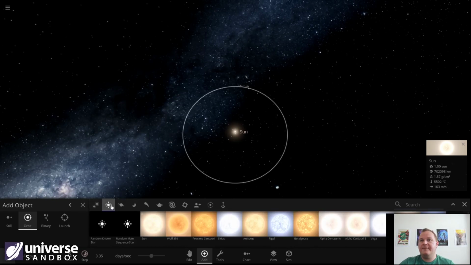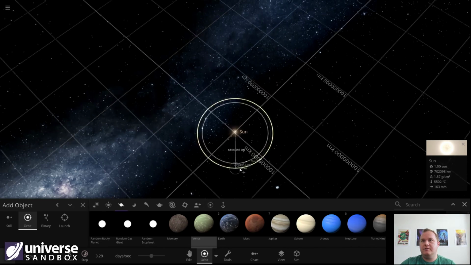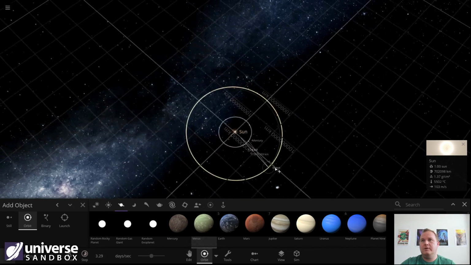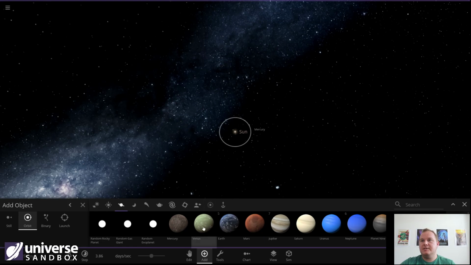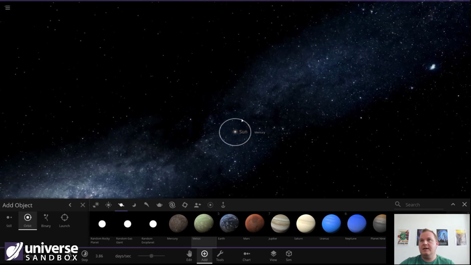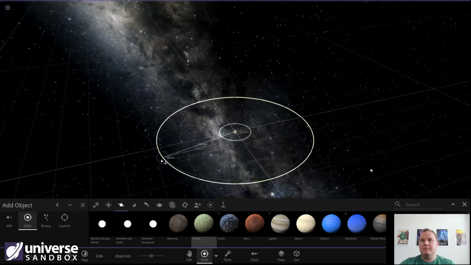The next planet we have to add is going to be Venus. Now Venus is 108.2 million kilometers away from the sun, so quite a bit further. So we're going to zoom out a little bit more. Oh no, I've done it. Okay, so I did that wrong. That's okay. We're going to delete that because we can start again. This is the great thing about Universe Sandbox, that you can just make things again and again and again.